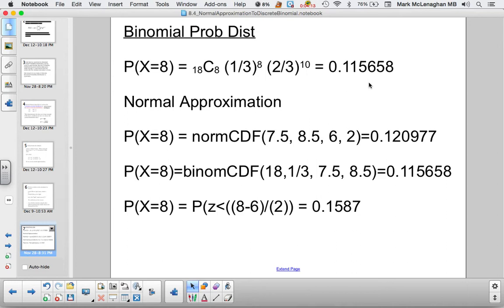Let's try our binomial CDF. Again, n is 18, p is 1/3. Again, we're doing our adjustment, so we have 7.5 and 8.5, and wow, look at that. The numbers are almost exactly the same, which they are exactly the same. That's kind of cool. And then, of course, we can use our z-scores, and it gives us some weird number like 15%. It's a little bit off. Not sure what happened there, but things happen.